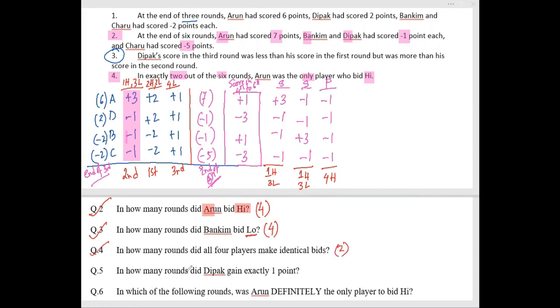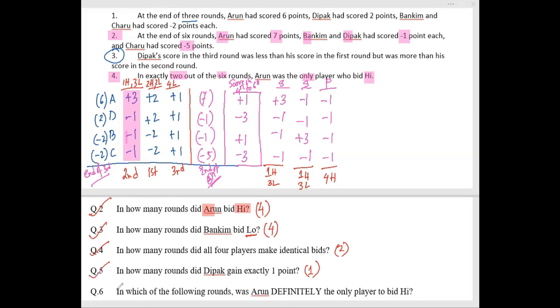Question number 5. In how many rounds did Deepak gain exactly 1 point? Deepak gets exactly 1 point in this case, not others. So in how many rounds? Only 1 round Deepak gets exactly 1 point.